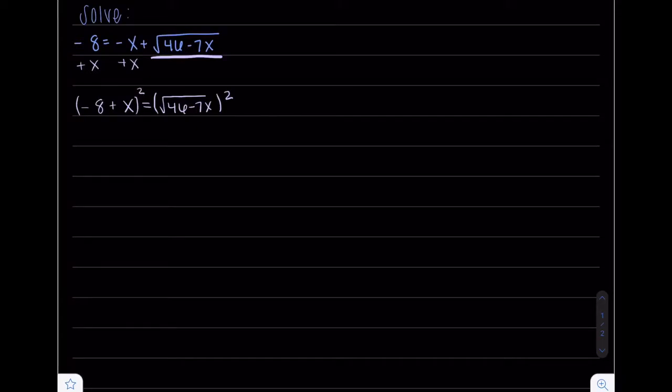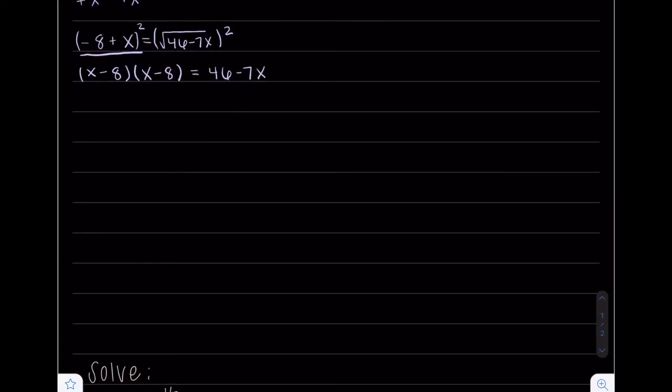So remember, over here, this -8 plus x squared, I'm going to rewrite it as x minus 8, makes it a little bit easier. But when we square it, we're going to multiply it by itself, the whole thing. So we can't just square the inside, we have to multiply the whole thing by itself. Then over here on the right side, we just get rid of that radical, so we get 46 minus 7x, because those cancel.